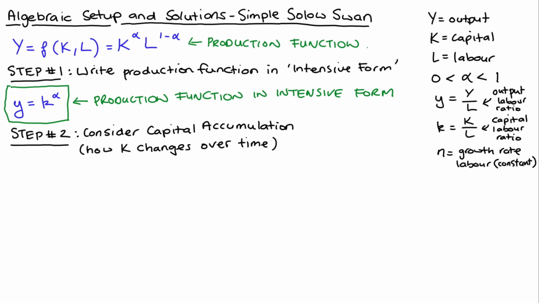So our change in capital, that's going to be notated big K dot. So dots indicate changes over time. That will be equal to s, our savings rate, times big Y minus delta times big K.